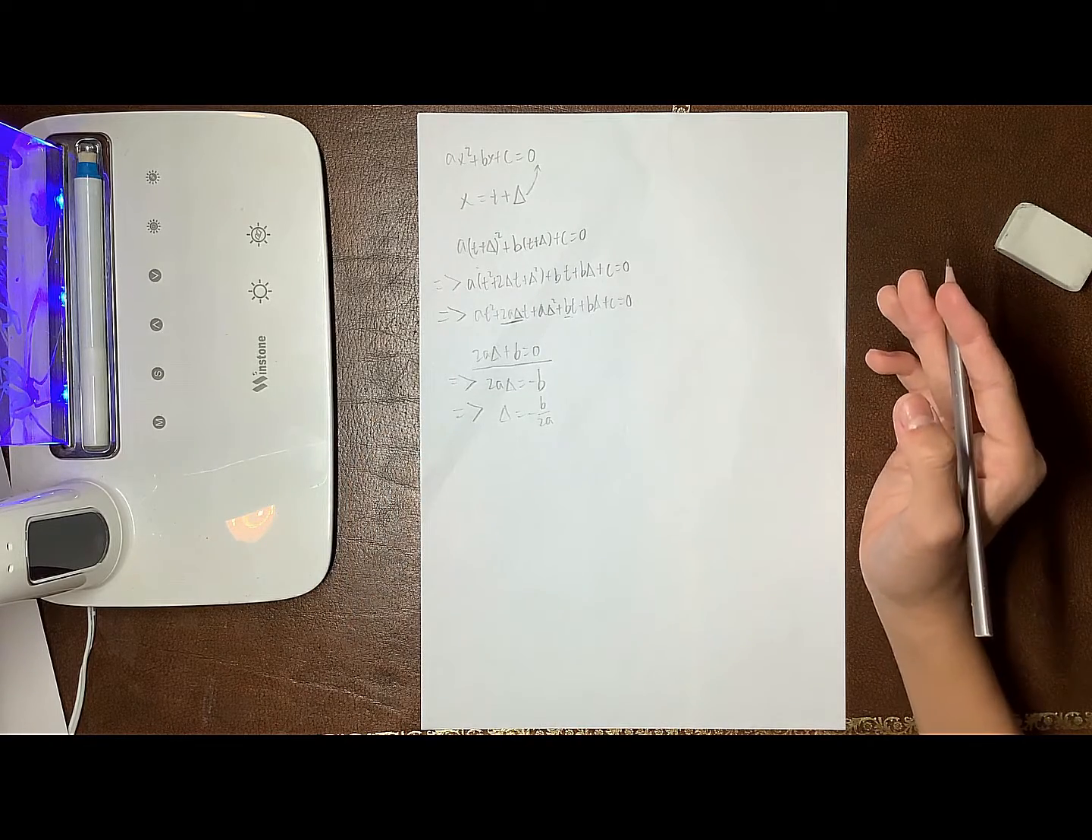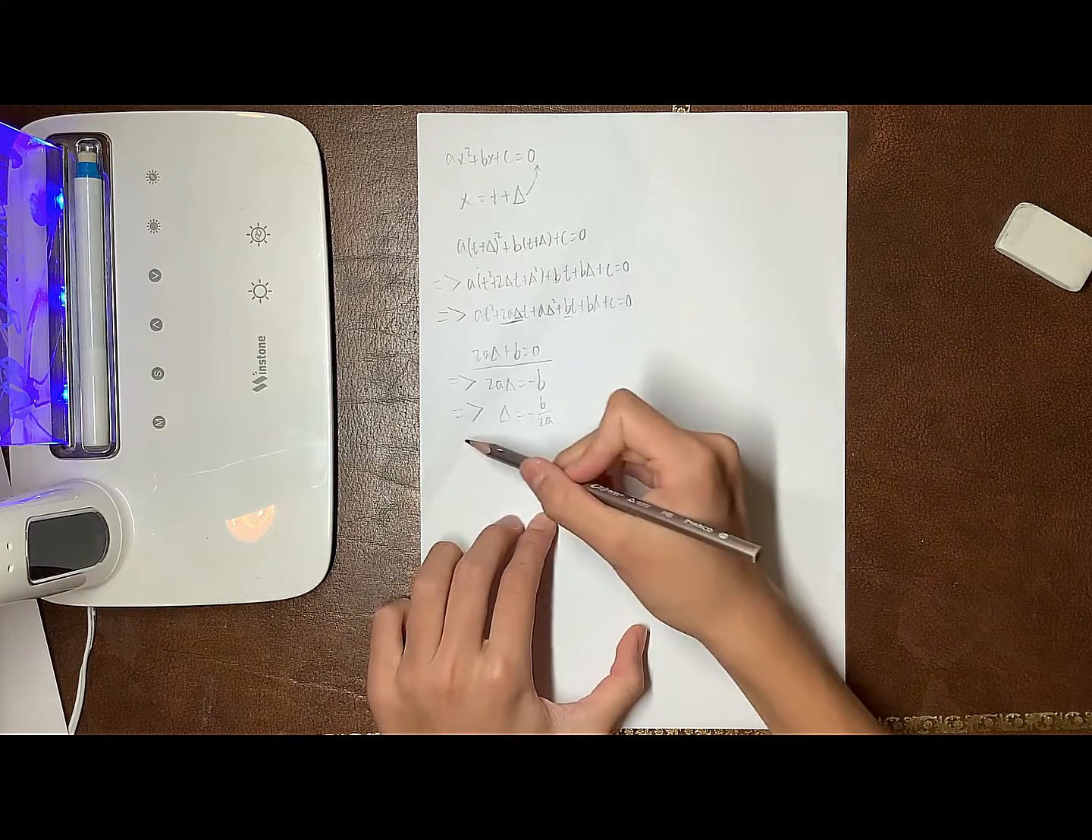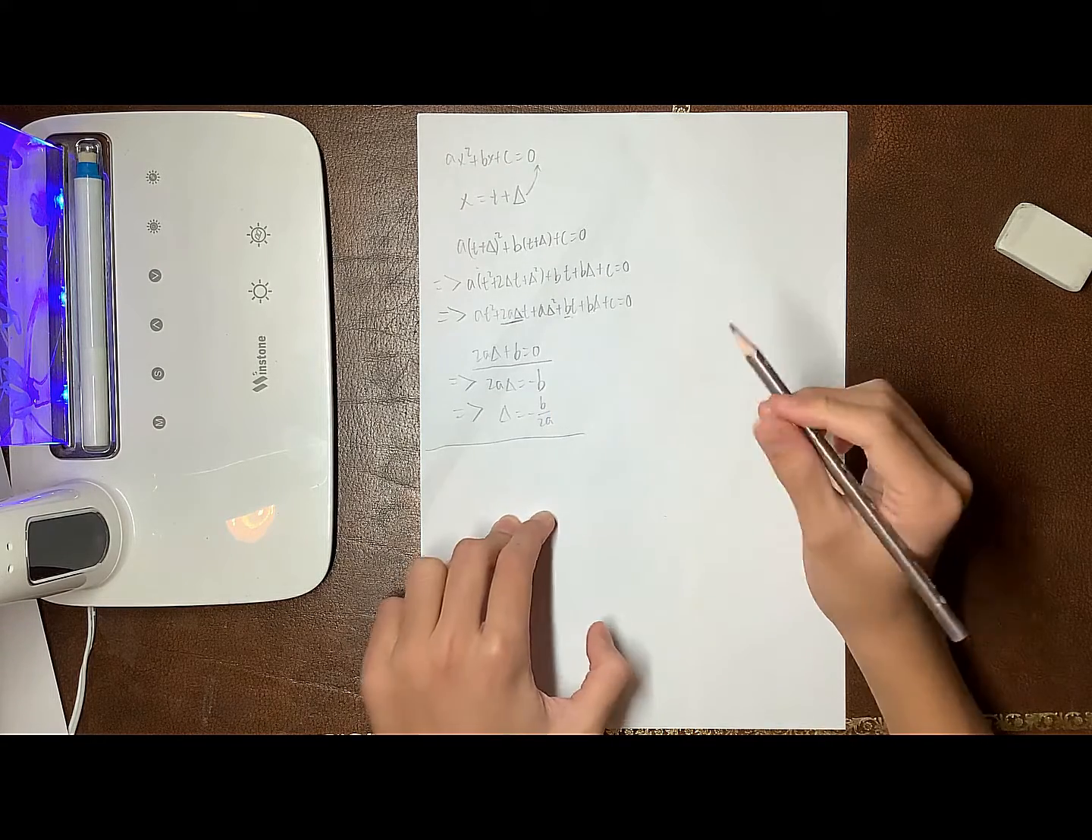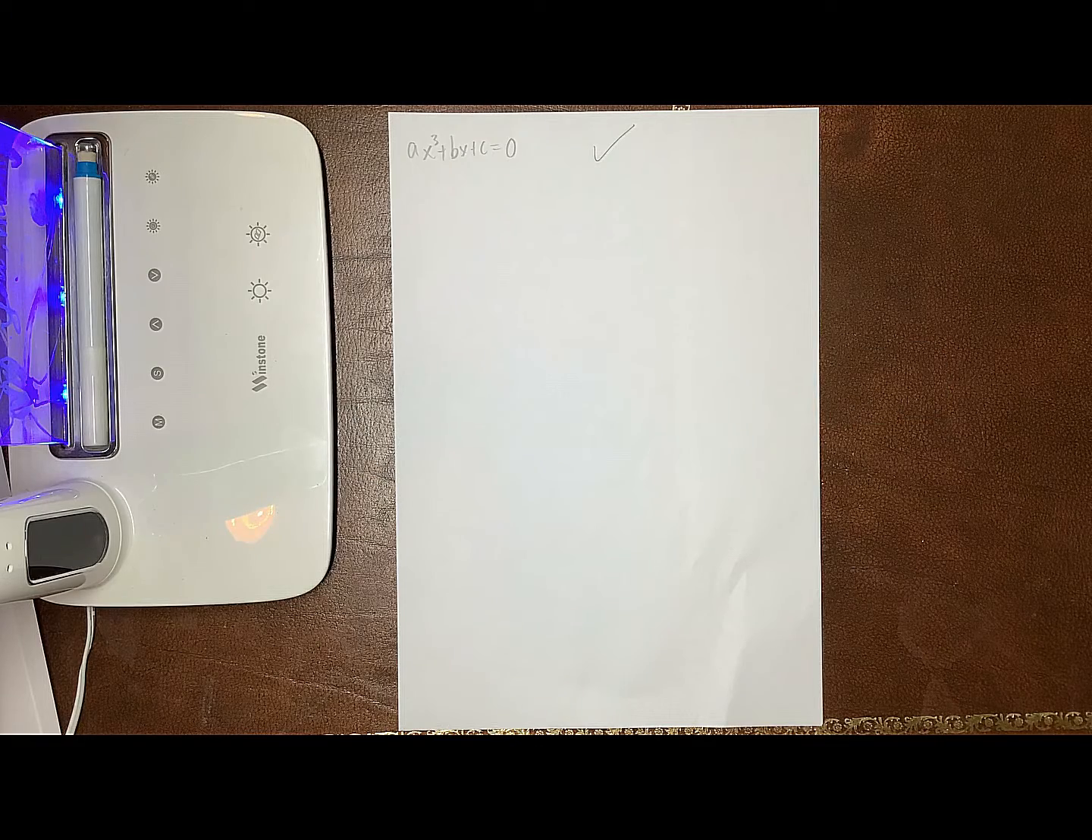That's my thinking process. So I'm not super talented, I just did this. This is how I did it. There's a solution to the depressed cubic, but I'm not talking about it today.